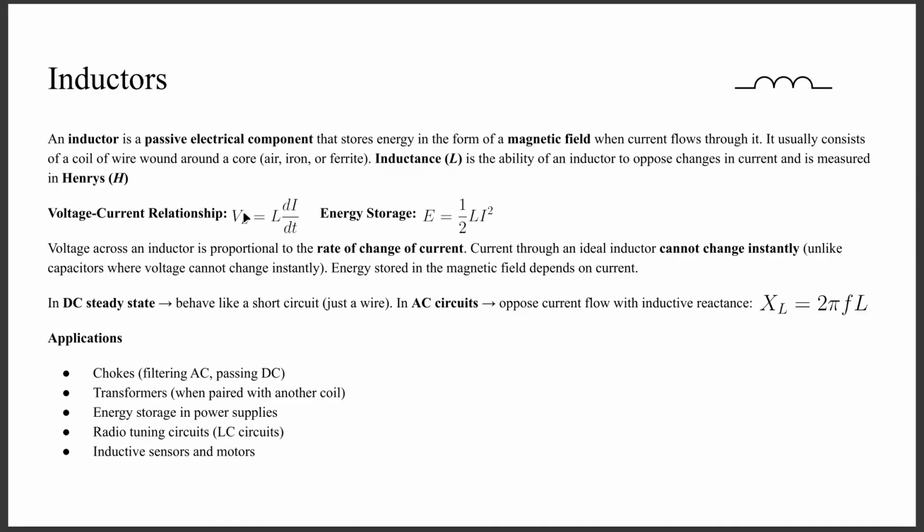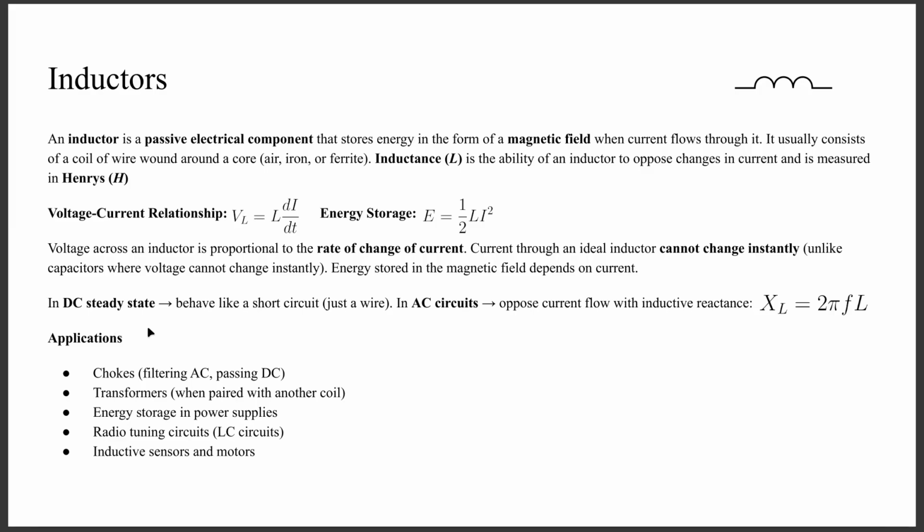The voltage-current relationship is VL equals L times the derivative of the current. The energy storage is E equals 1/2 L times I squared. Voltage across an inductor is proportional to the rate of change of current. Current through an ideal inductor cannot change instantly, unlike capacitors where the voltage cannot change instantly. Energy stored in the magnetic field depends on current.